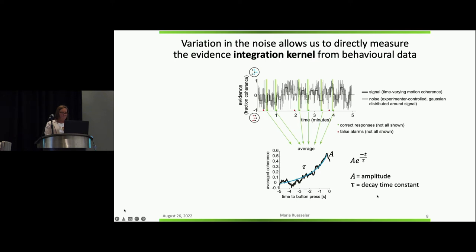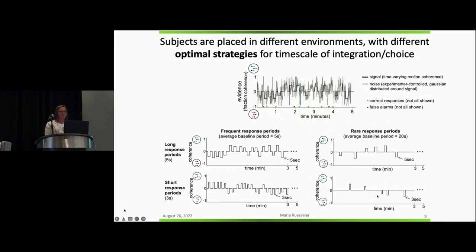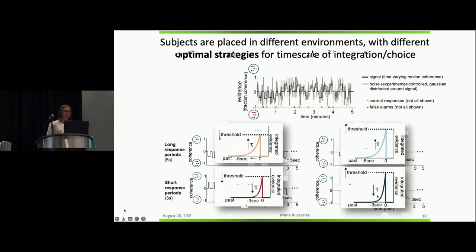What we were really interested in seeing was whether we can push around these evidence integration kernels. To do that, I chose a 2x2 design in which I changed the environmental statistics. I changed the length of the response period, which could either be short or long, represented in the rows, or these response periods could change in frequency. They could either be frequent or rare. I hypothesized that this would change the time constant tau or the threshold of evidence you need to commit to a decision.